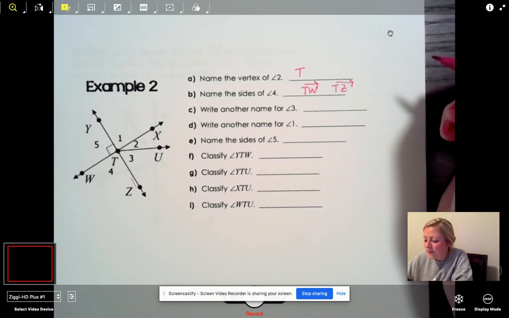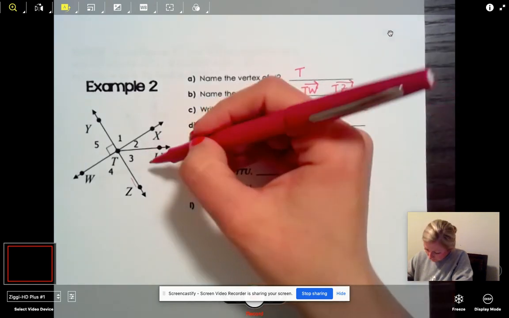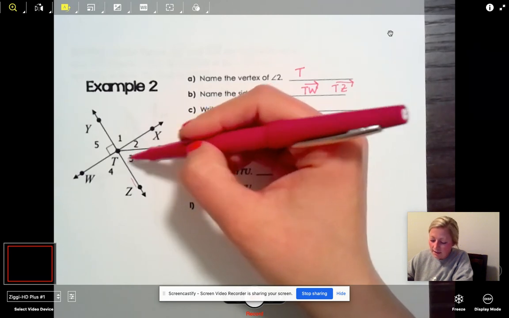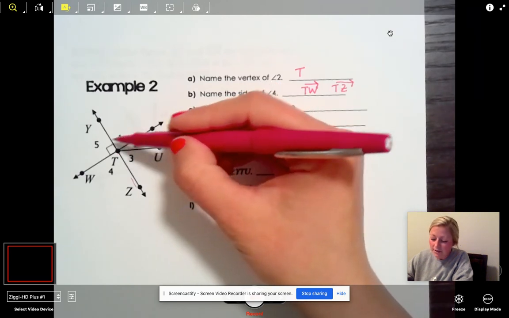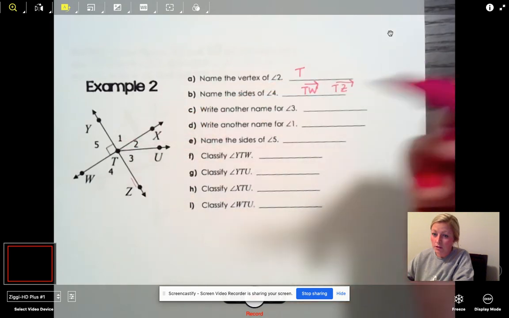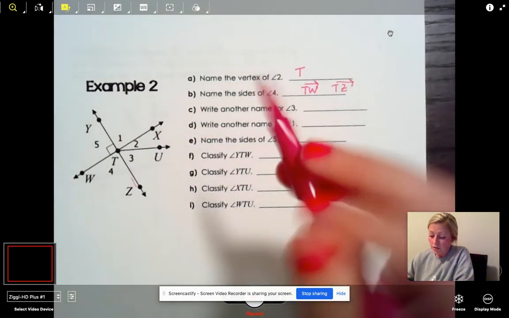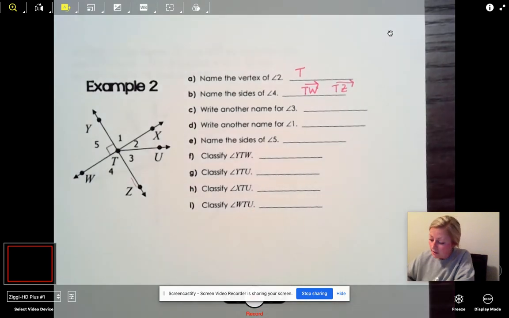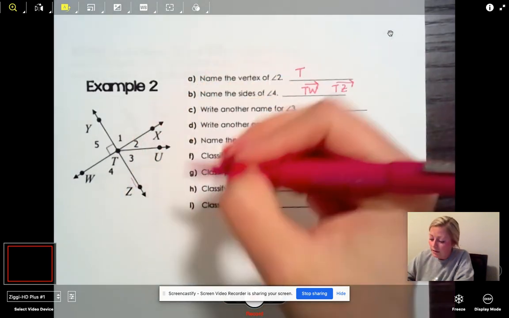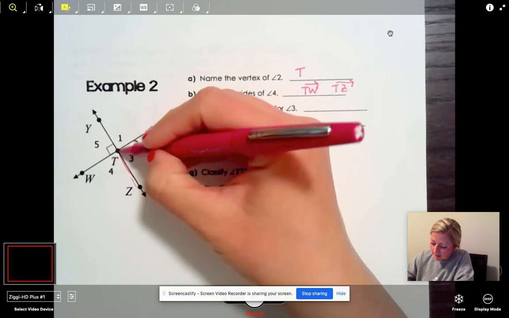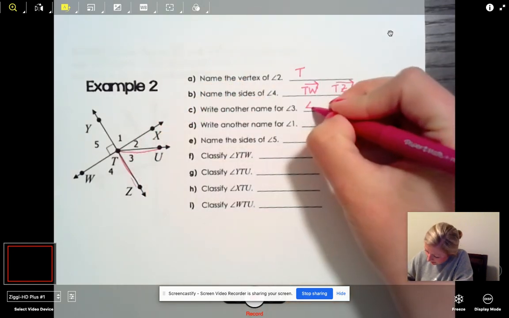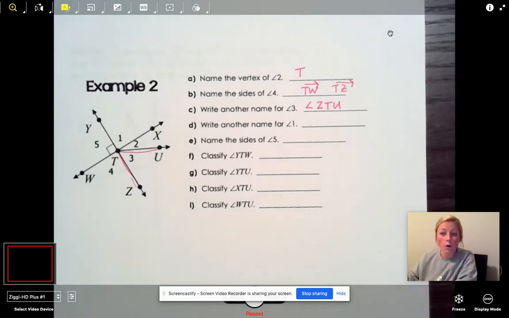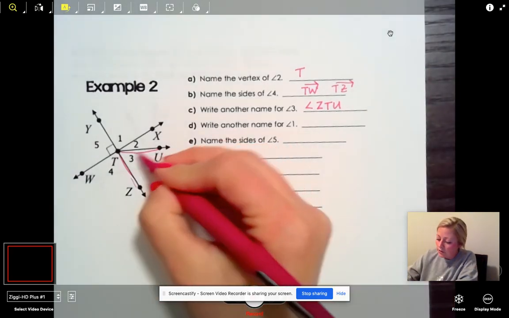Right? Another name for angle 3. So do you guys see how I can't use just angle T as my answer here? Because do you guys see how many different angles we have coming out of T? So what angle am I talking about? In this case, we can't just use the vertex. We have to use 3 letters. So let's trace out angle 3. So we could start at ZTU. So angle ZTU, or go the other way, angle UTZ.